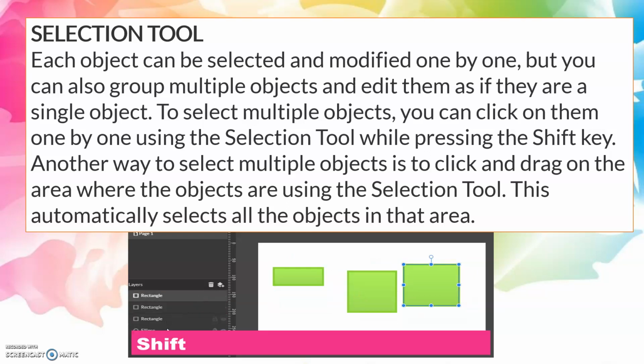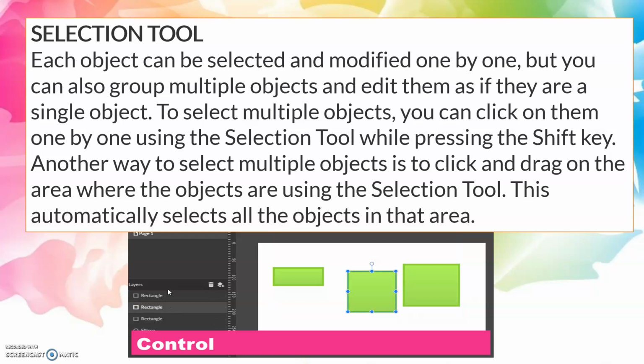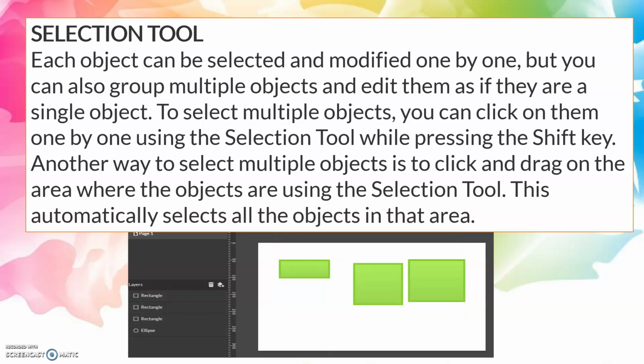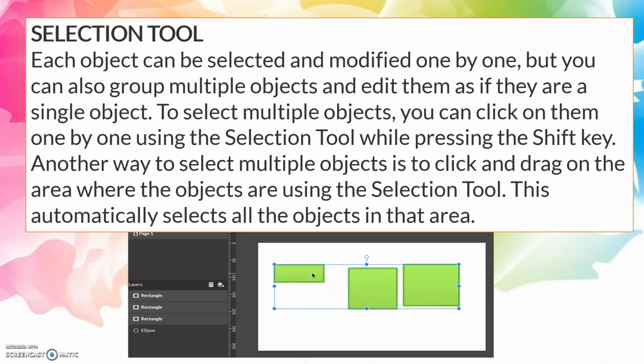To select multiple objects, you can click on them one by one using the selection tool while pressing the Shift key. Another way to select multiple objects is to click and drag on the area where the objects are using the selection tool. This automatically selects all the objects in that area.